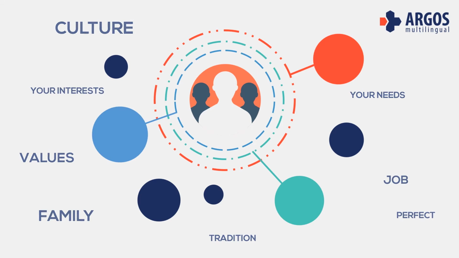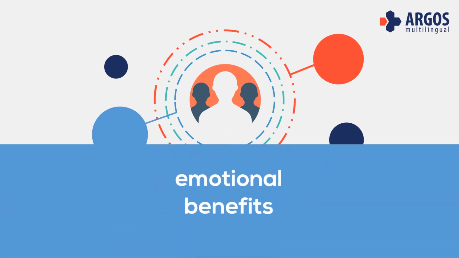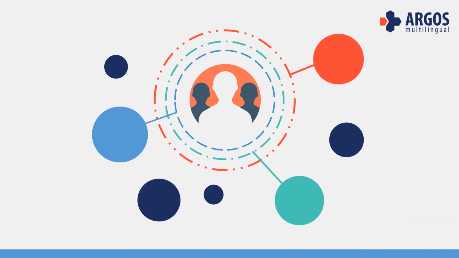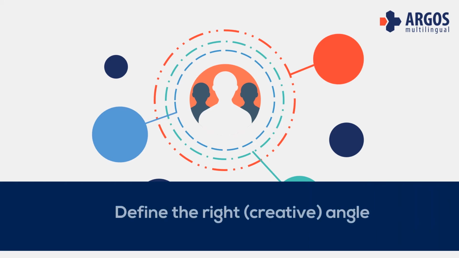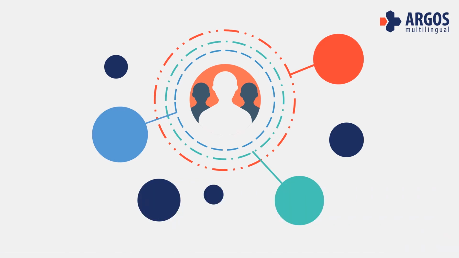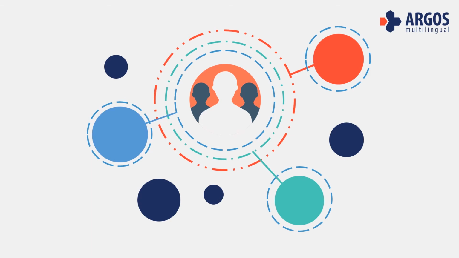Once you're speaking the same language, you can begin to appeal to the emotional benefits of your brand instead of simply the features of your product. Understanding how to reach a potential customer's heart will allow you to define the right creative angle. This means that you'll know whether your approach should appeal to their worst fears, provoke them, or whether you should seduce them with intrigue, gimmicks, or wit.